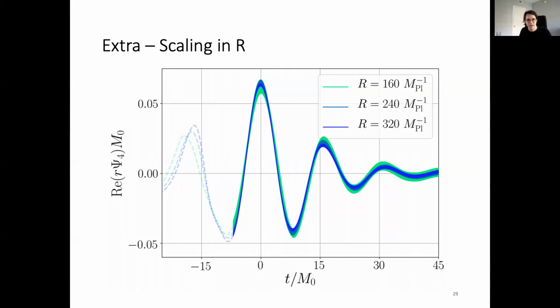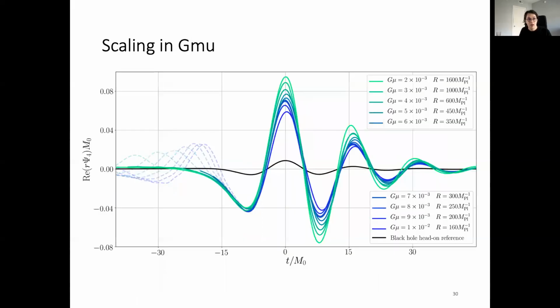We try to make some estimates on our errors. Now, where we do not have any non-trivial behavior is in G mu. So here you can see many runs for different G mu's. Again, we scaled out the initial mass, and here you can see behavior beyond just linear scaling. And again, as mentioned before, this has to do with the initial velocity.